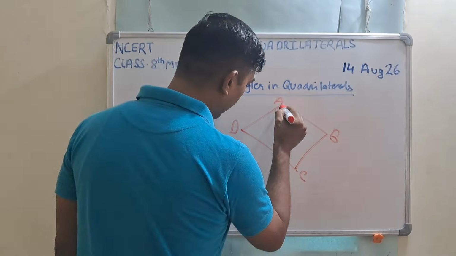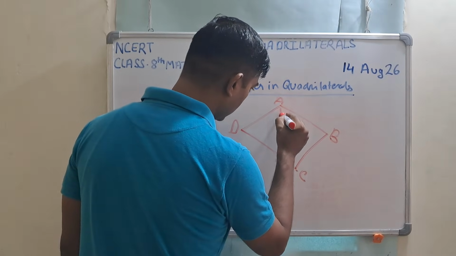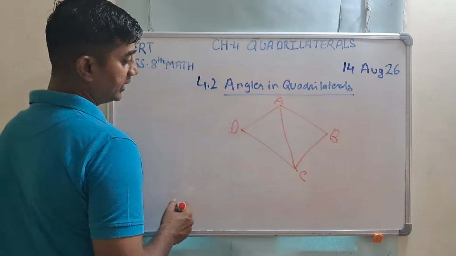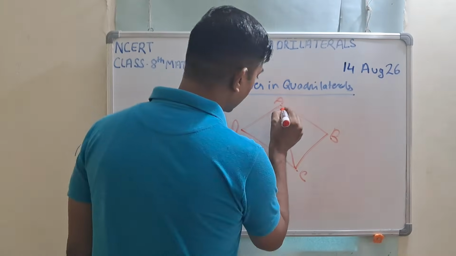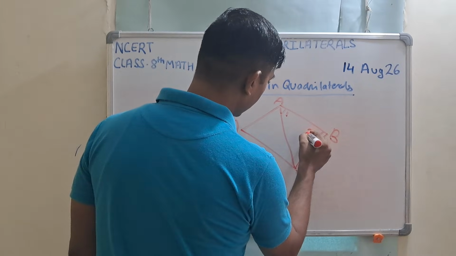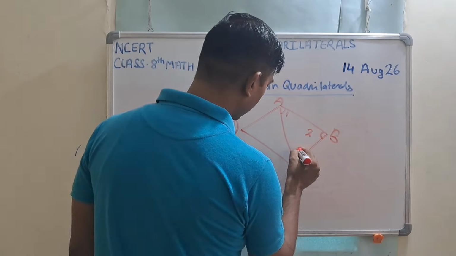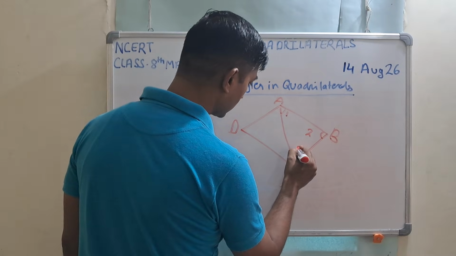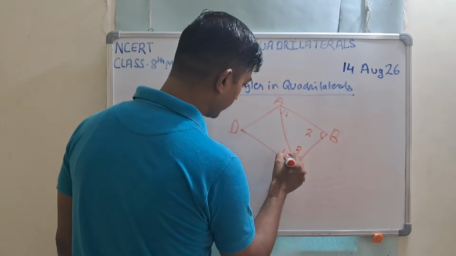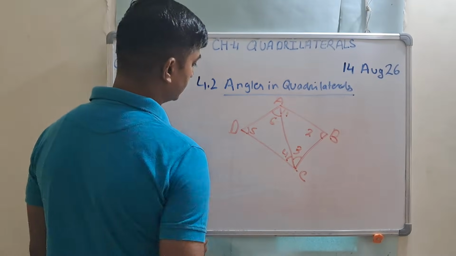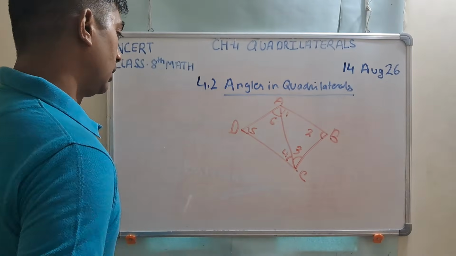Now draw one diagonal and let's name the angles. Okay. This is angle 1. This is angle 2. This is angle 3. This is angle 4. This is angle 5. And this is angle 6.